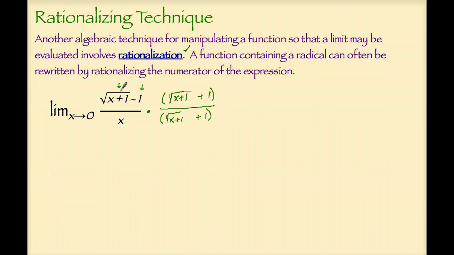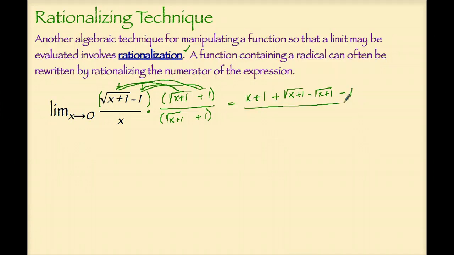Since we're multiplying a binomial times a binomial in the numerators, we will have to FOIL. The square root of x plus 1 times the square root of x plus 1 is x plus 1. The square root of x plus 1 times positive 1 is a positive square root of x plus 1. -1 times the square root of x plus 1 is negative square root of x plus 1. And of course, negative 1 times 1 is negative 1.